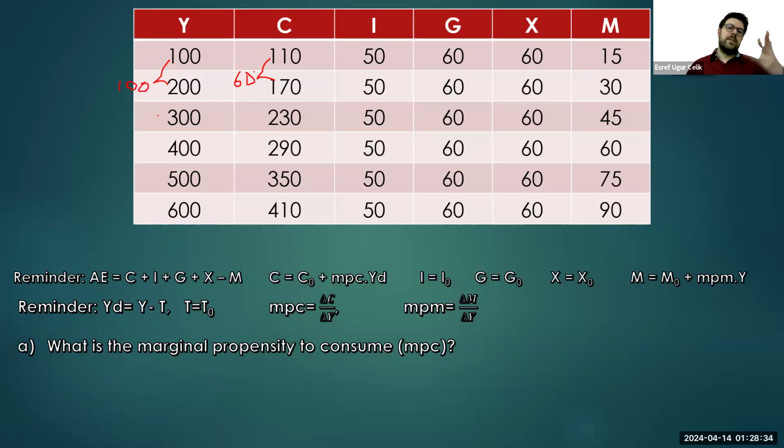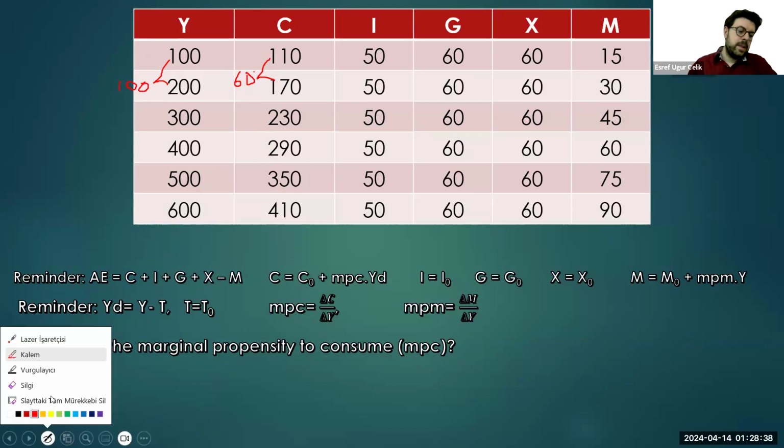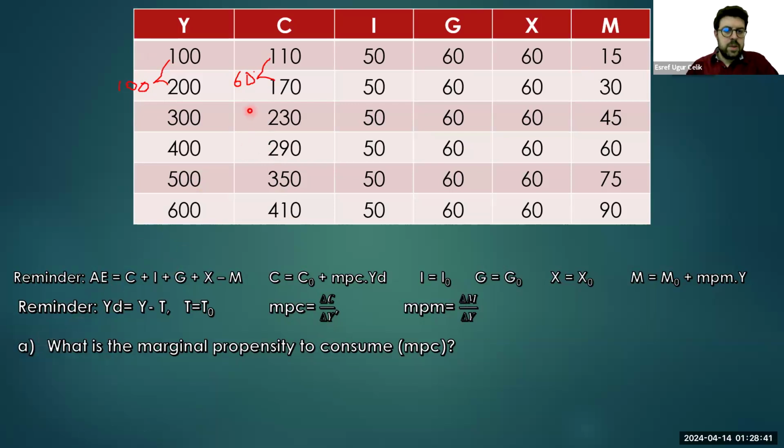If you take two different numbers, again you find the same answer. So 60 divided by 100, the marginal propensity to consume is 0.6. So MPC is equal to 0.6. What about the MPS, marginal propensity to save? I said MPC plus MPS equals 1. So the marginal propensity to save, MPS, equals 0.4.